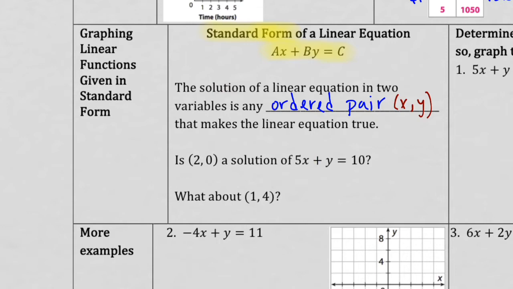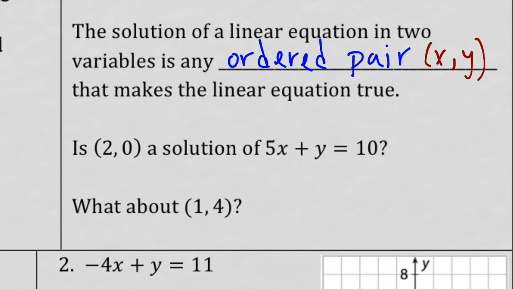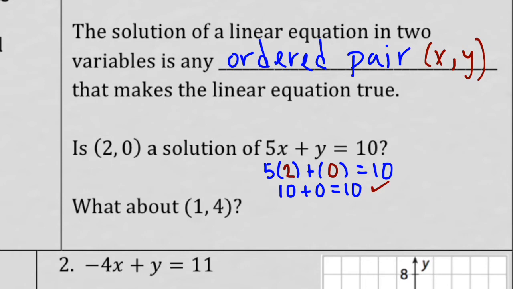So let's do that. I'm going to write it like this. 5, leave parentheses open for x, leave parentheses open for y. In those parentheses, I'm going to plug in the correct number. So for x, I'm going to plug in 2. And for y, I'm going to plug in 0. Simplify it. 5 times 2 is 10. Plus 0 is just 0. Is this true? Yes, it is. Therefore, yes, it is a solution. (2, 0) is a solution.